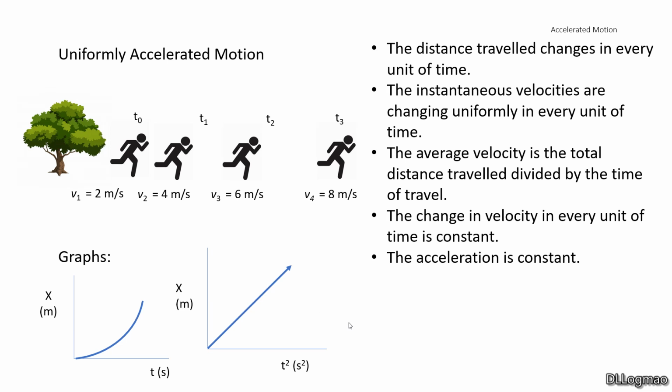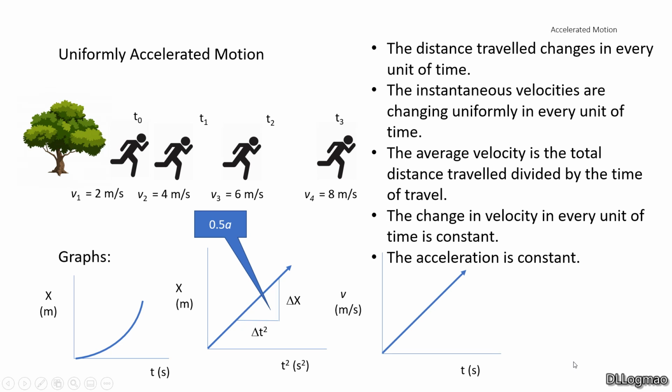The slope of the graph line of distance versus time square is 1/2 of the acceleration of the body. The graph of velocity versus time is a straight line graph sloping upward to the right, suggesting a direct proportion between velocity and time. The slope of the graph line of velocity versus time is equal to the acceleration of the body.